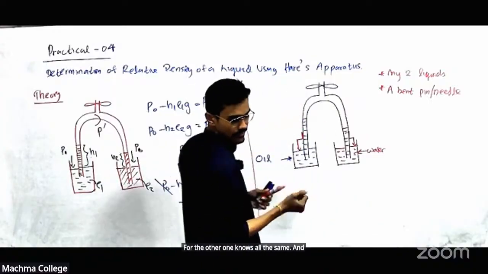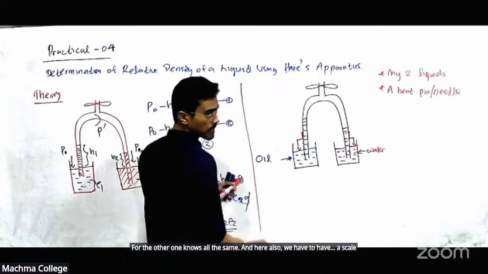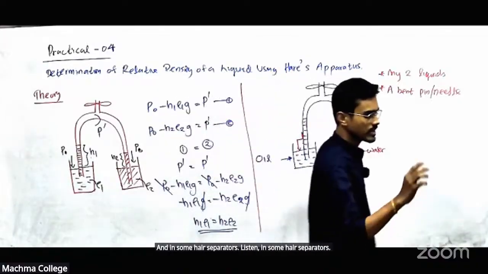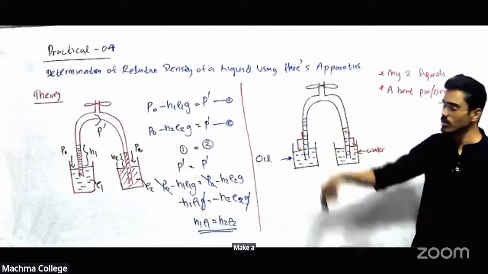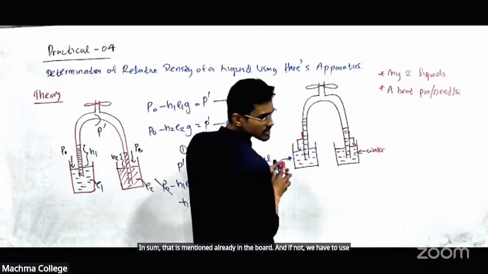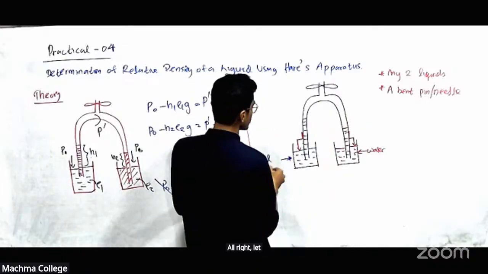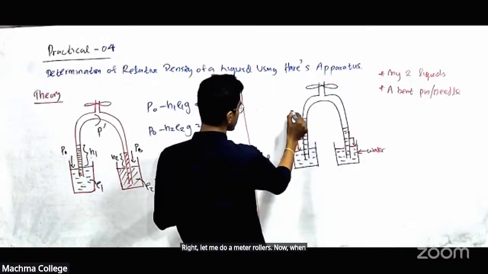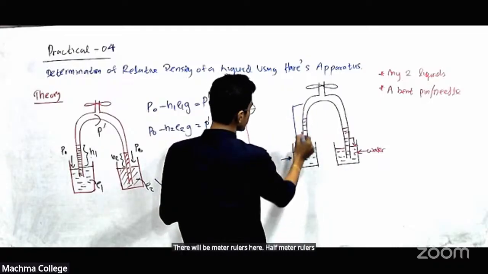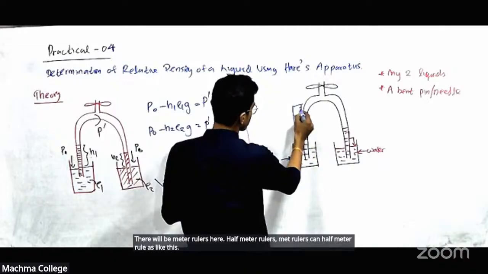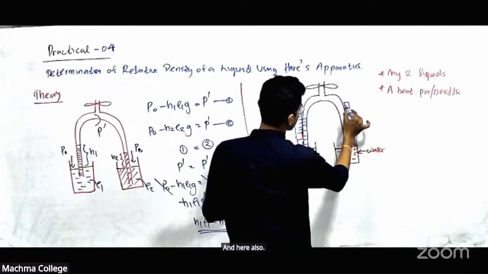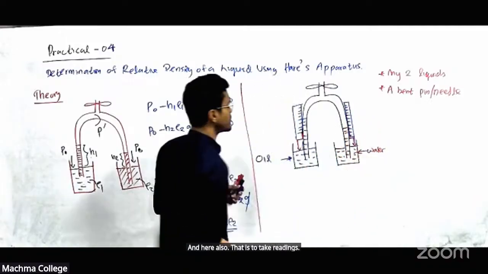And here also we have to have a scale. In some Hare's apparatus, the scale is already mentioned in the board. And if not, we have to use meter rulers as the previous one. Let me draw meter rulers. There will be half meter rulers here and here also. That is to take readings.